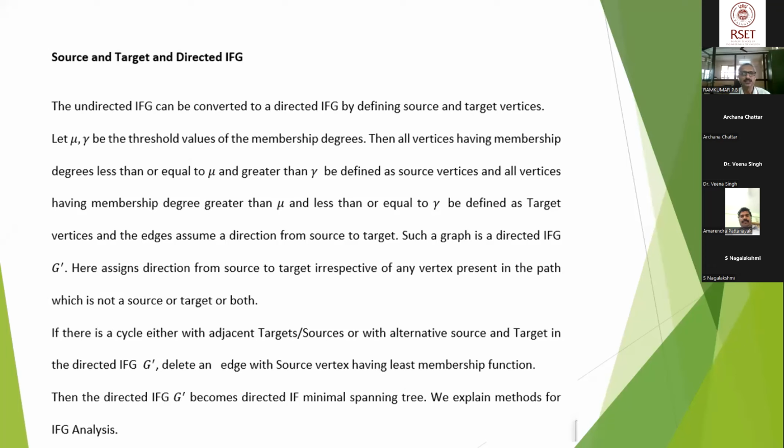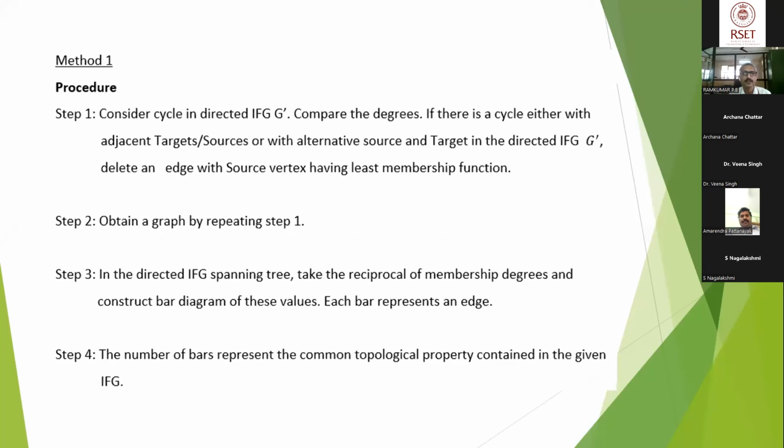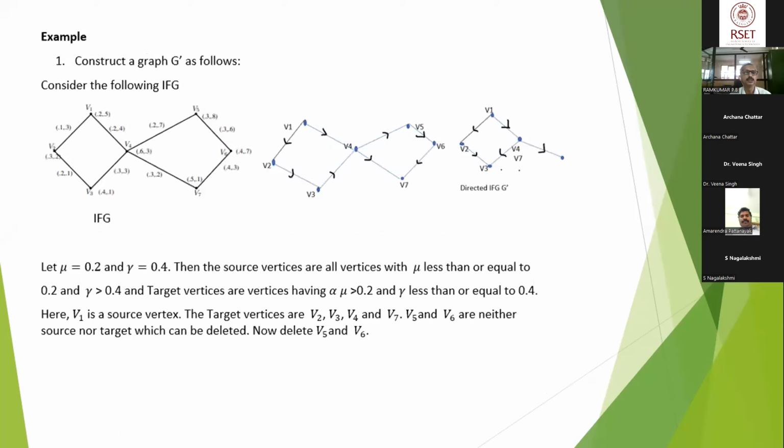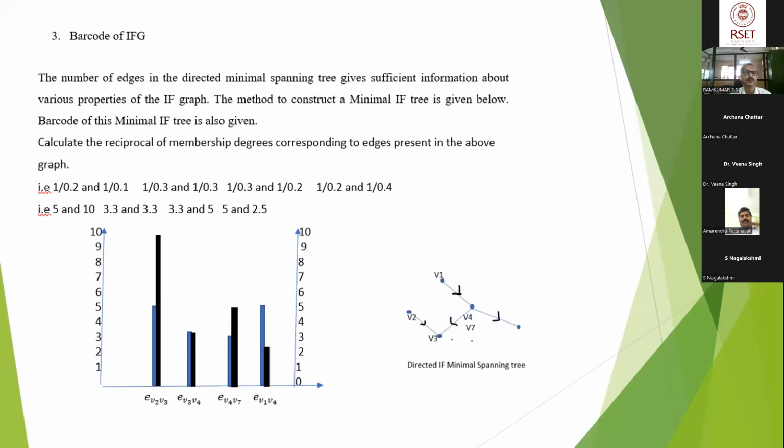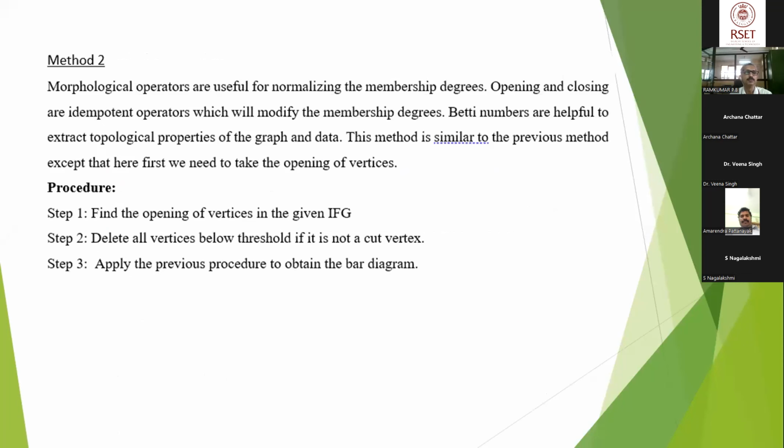gamma we define as the target vertices. Then we have three methods. First is the procedure for the first method. Then we can use barcodes, and we will get this barcode. Then for method number two, we have some procedure.